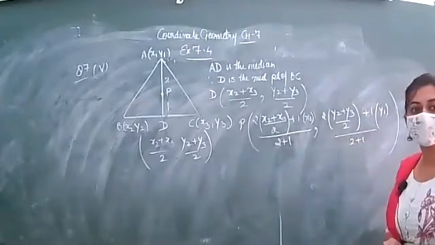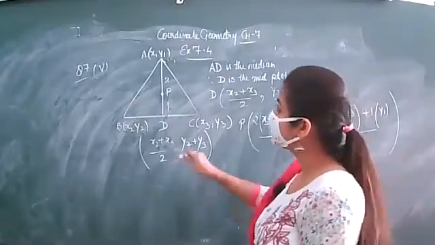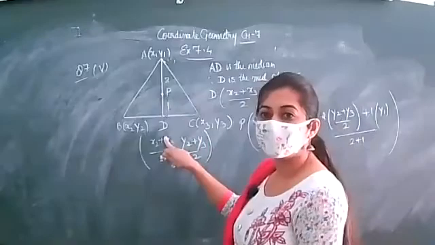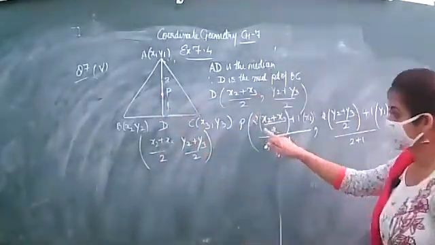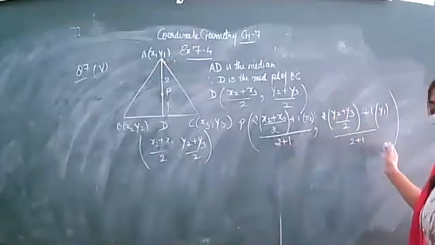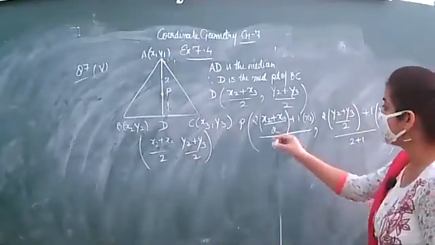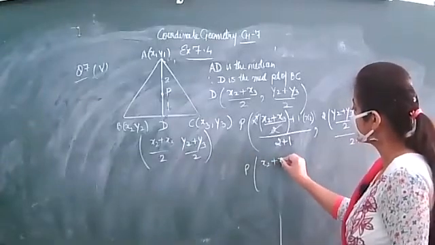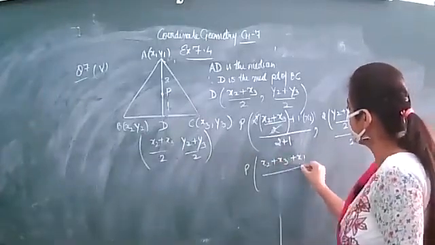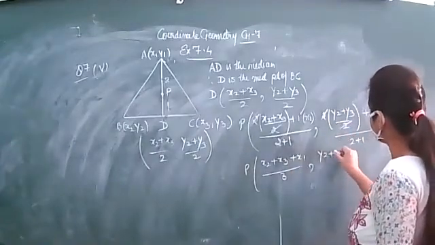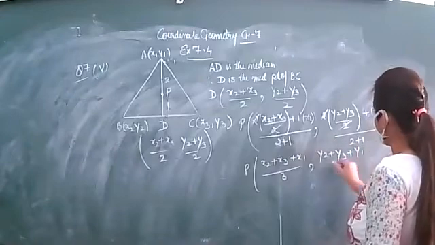Any doubt, beta? So I have just applied the section formula on this A and D, taking the ratio 2:1. So this is your x1, y1, this is your x2, y2. I have just simply put the values in the formula. This 2 will cancel out. This will give you (x2 plus x3 plus x1) by 3, and the 2 will cancel out. You will write (y2 plus y3 plus y1) upon 3.